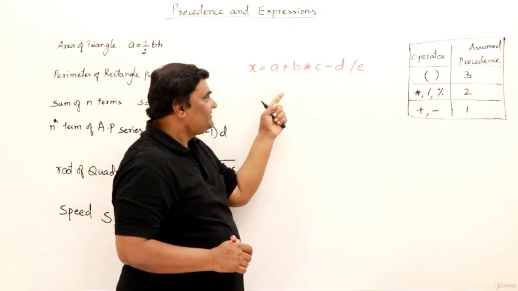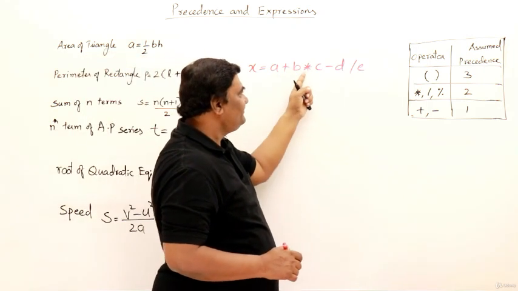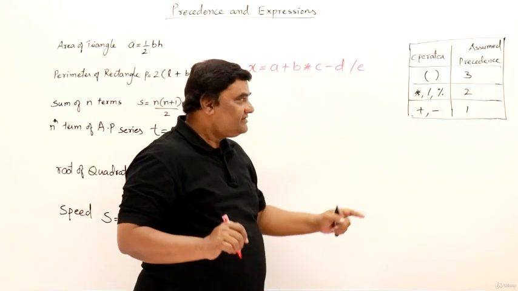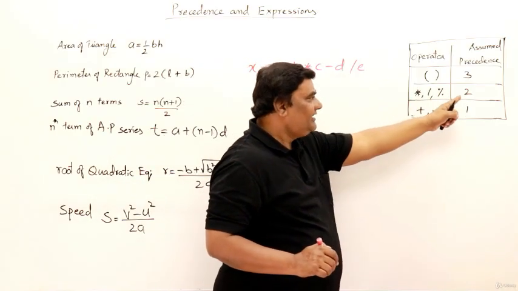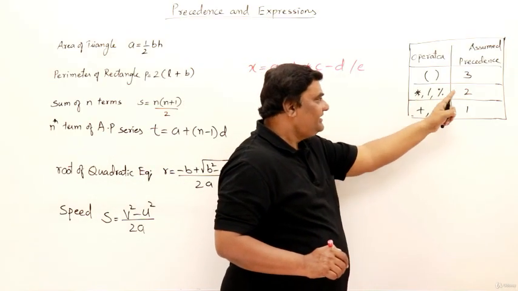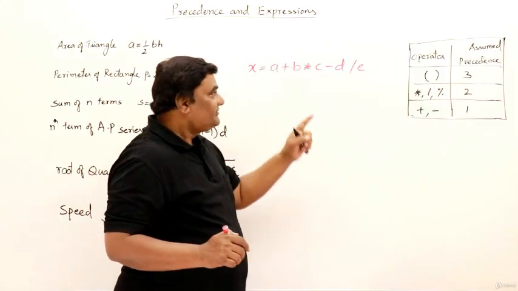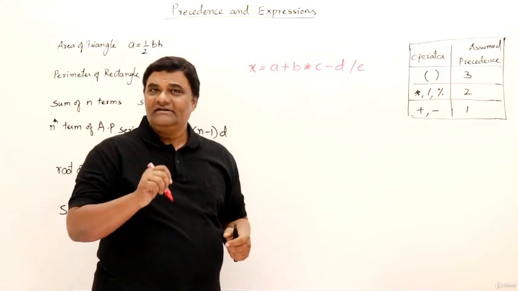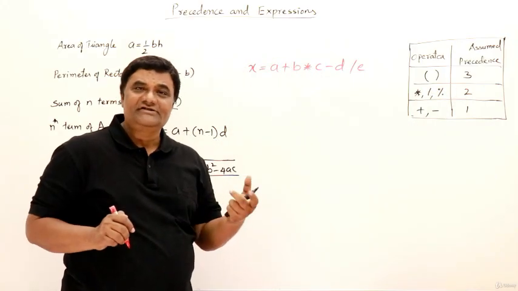So how many operations have I used here? Addition, subtraction, multiplication, division. Four operations I have used here. Now, which has higher precedence? Multiplication and division have higher precedence. So in this expression, both are there. Multiplication is also there, division is also there.